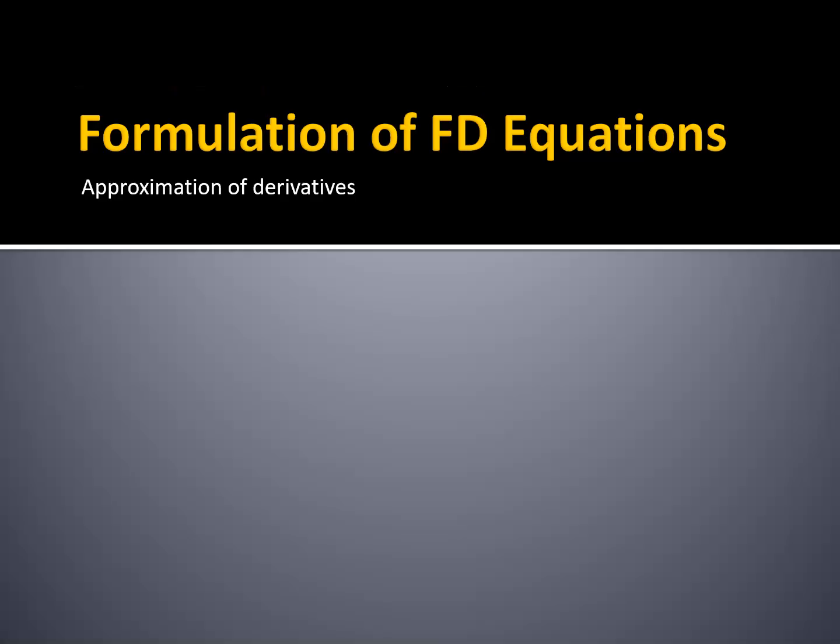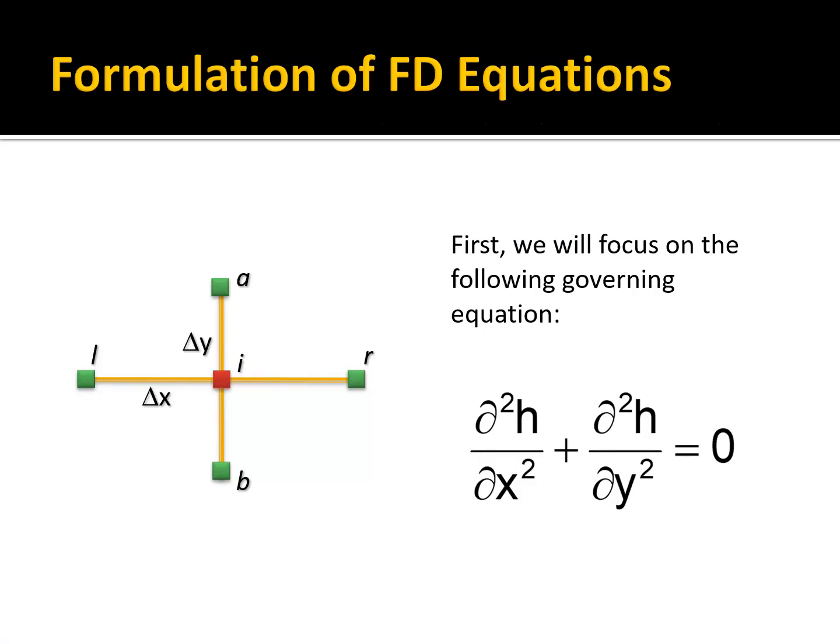Okay, so next, now that we've set up the basics, let's talk about how we formulate the governing equations. There are actually two methods for formulating these equations, and we're going to explore both of those. The first method relies on approximating first and second derivatives. So now we're looking at one of these nodes.